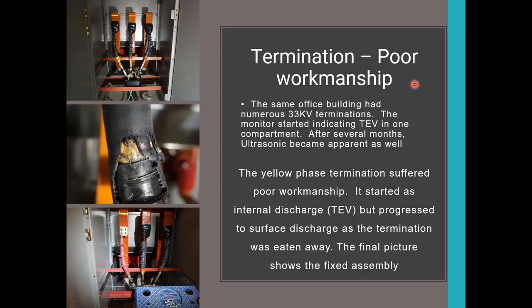Something else they found in the same gear was they had one of the monitors start indicating transient earth voltage in the compartment. They went in and they inspected. They saw that this termination was bad. And you can see when they cut it back, the grease, goop, that's designed to help spread out those potentials at the cutbacks wasn't evenly distributed. And you can see a dry spot right there. And that was your PD source. That created a stress point that broke down the insulation in the cable and created TEV that they were able to detect. So they ended up having to re-terminate that cable.